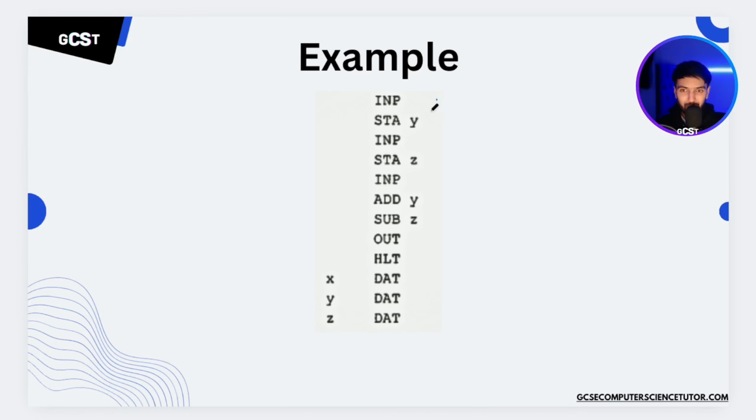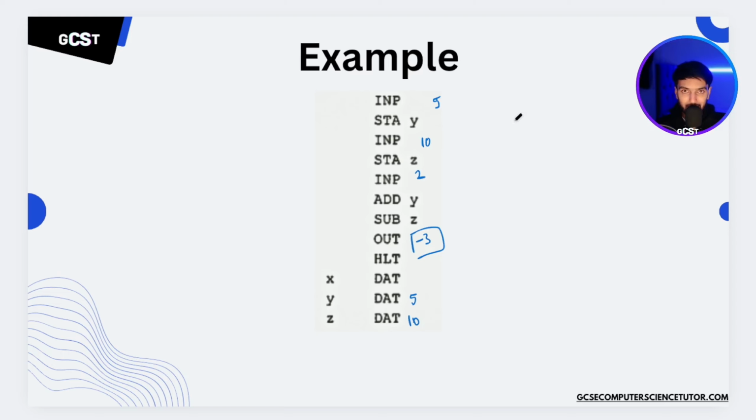Here's an example. If we input some random numbers, like 5, and we store that in Y, so we get 5 now, and then we input maybe 10 and we store that in Z, and whatever we input here, maybe 2, we're going to add Y onto that. So Y is 5, so 5 plus 2 is 7, and 7 minus Z, which is minus 3, so we're going to get a minus 3 over here.